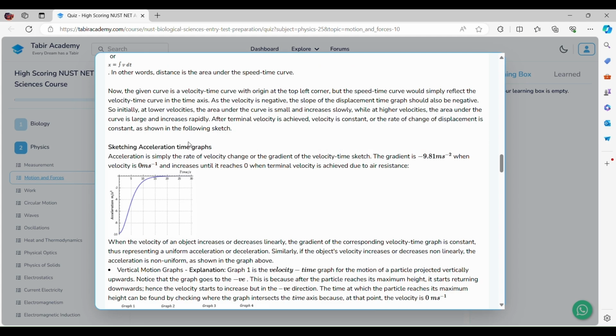Sketching acceleration-time graphs. Acceleration is simply the rate of change of velocity, or the gradient of the velocity-time sketch. The gradient is minus 9.81 meters per second squared when velocity is 0 meters per second, and increases until it reaches 0 when terminal velocity is reached due to air resistance.